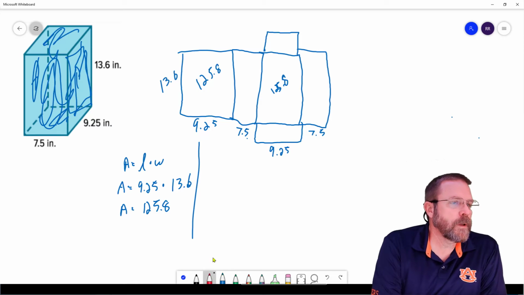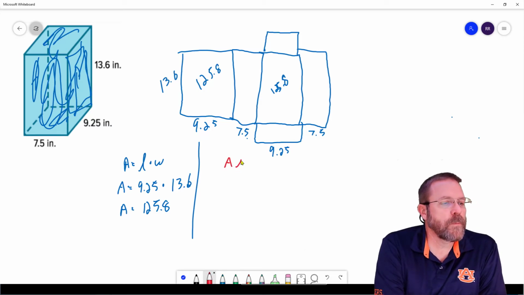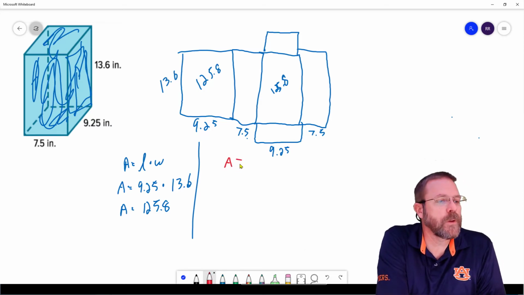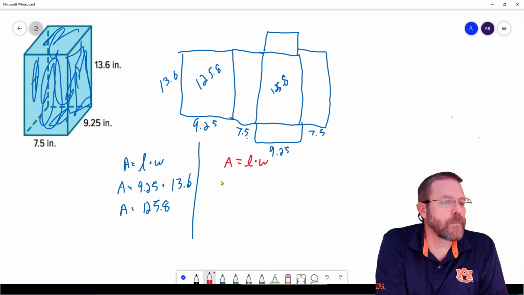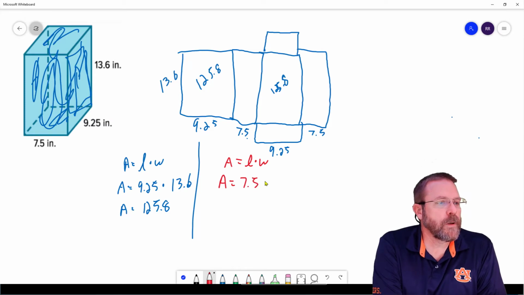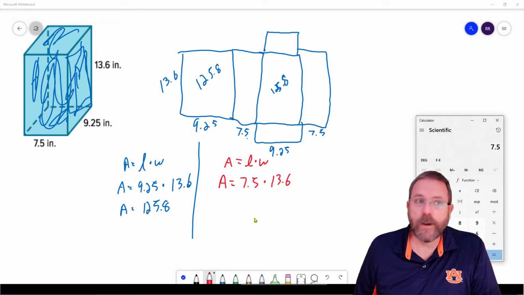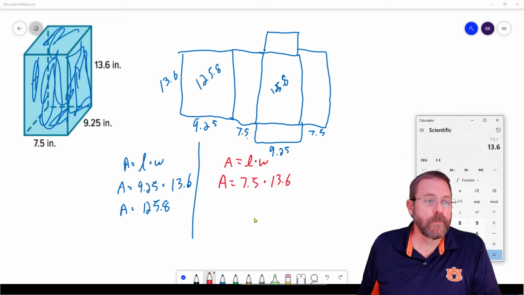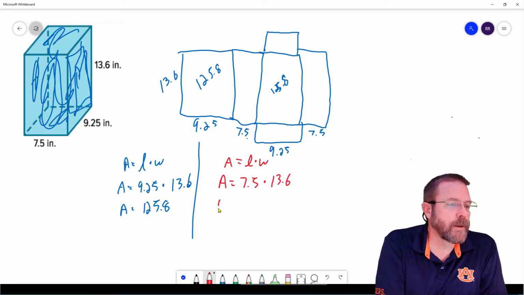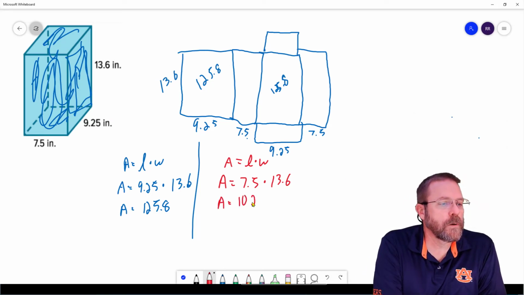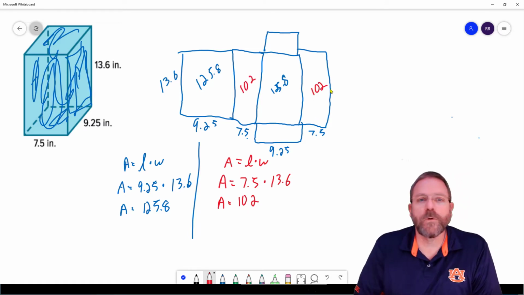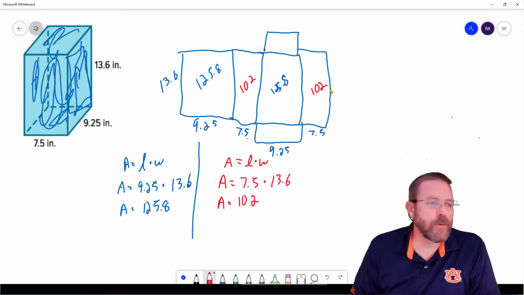Next, I'm going to do the next pair of rectangles. I'm going to write my formula again: area is equal to length times width. I have a length of 7.5 and a width of 13.6. Back to our calculator. 7.5 times 13.6, and I get an area equal to 102. 102 and 102, which I'm going to write into those rectangles.